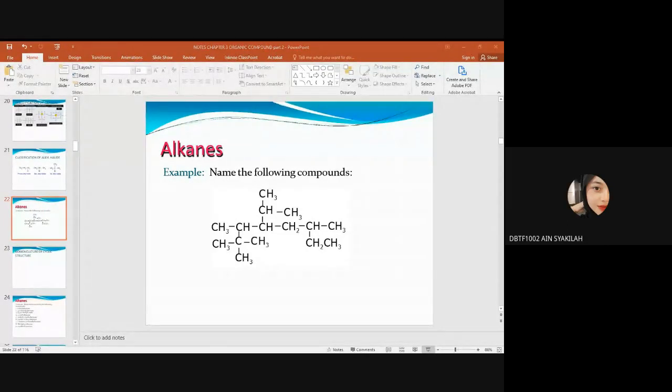Kalau dekat sini. Ni tak dia tadi kan. Dia sebenarnya boleh tapi saya tak nak ajar tu lagi. Okay. Let's say kat sini ada lagi satu CH3. So maksudnya baru ada dua. Ini satu. Ini CH2 lah. Ni satu, ni satu.